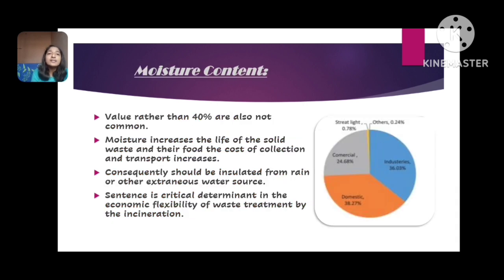Next is the moisture content. Values greater than 40% are also common. The moisture increases the weight of the solid waste, and the cost of collection and transport increases. Consequently, waste should be insulated from the rain or other sources of water. It is a critical determinant in the economic feasibility of waste treatment by incineration.